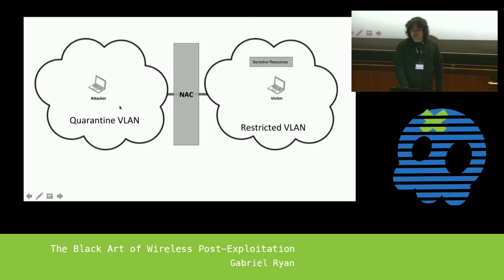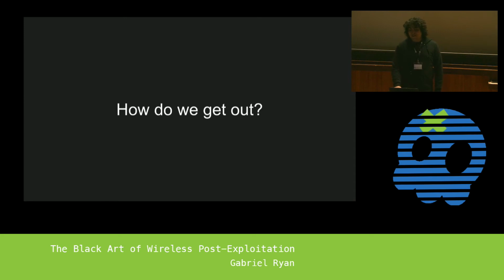So what we're going to try to answer here is how can we move from this quarantine VLAN, bypass these restrictions, and get over to the restricted VLAN, and hopefully from there access sensitive resources, start to escalate privileges on the network, et cetera. In other words, how do we get out?